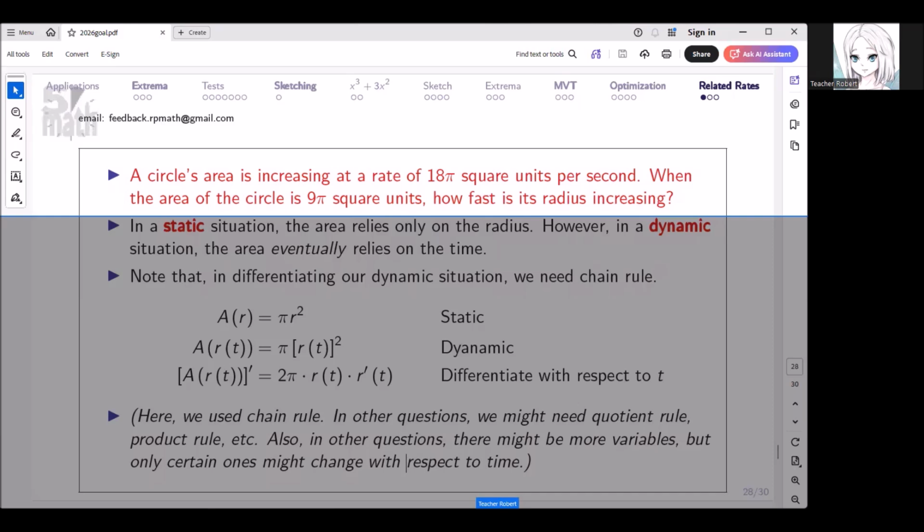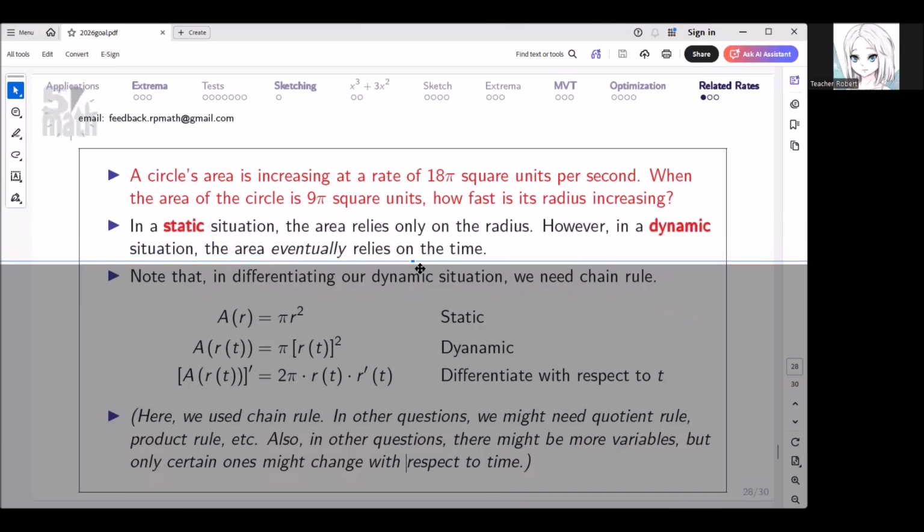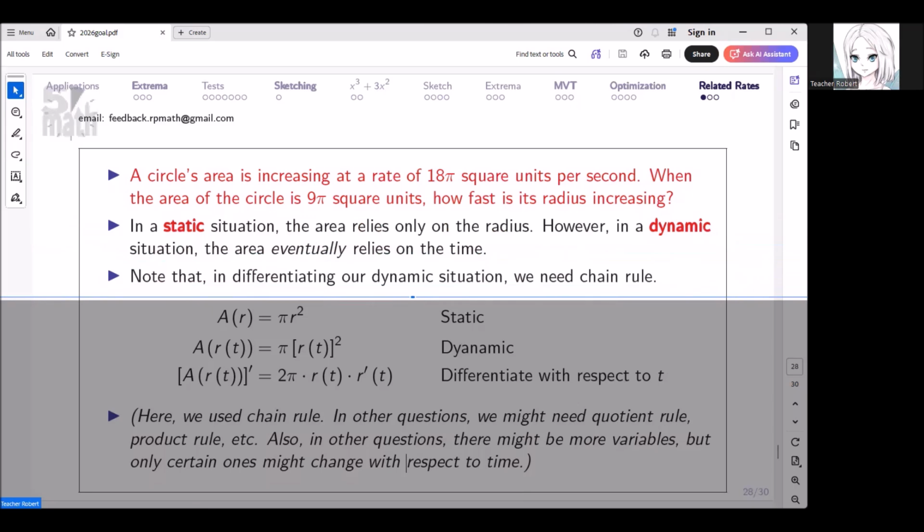A circle's area is increasing at a rate of 18 pi square units per second. When the area of the circle is 9 pi square units, how fast is its radius increasing? In a static situation, the area relies only on the radius. However, in a dynamic situation, the area eventually relies on the time. Note that in differentiating our dynamic situation, we need chain rule.